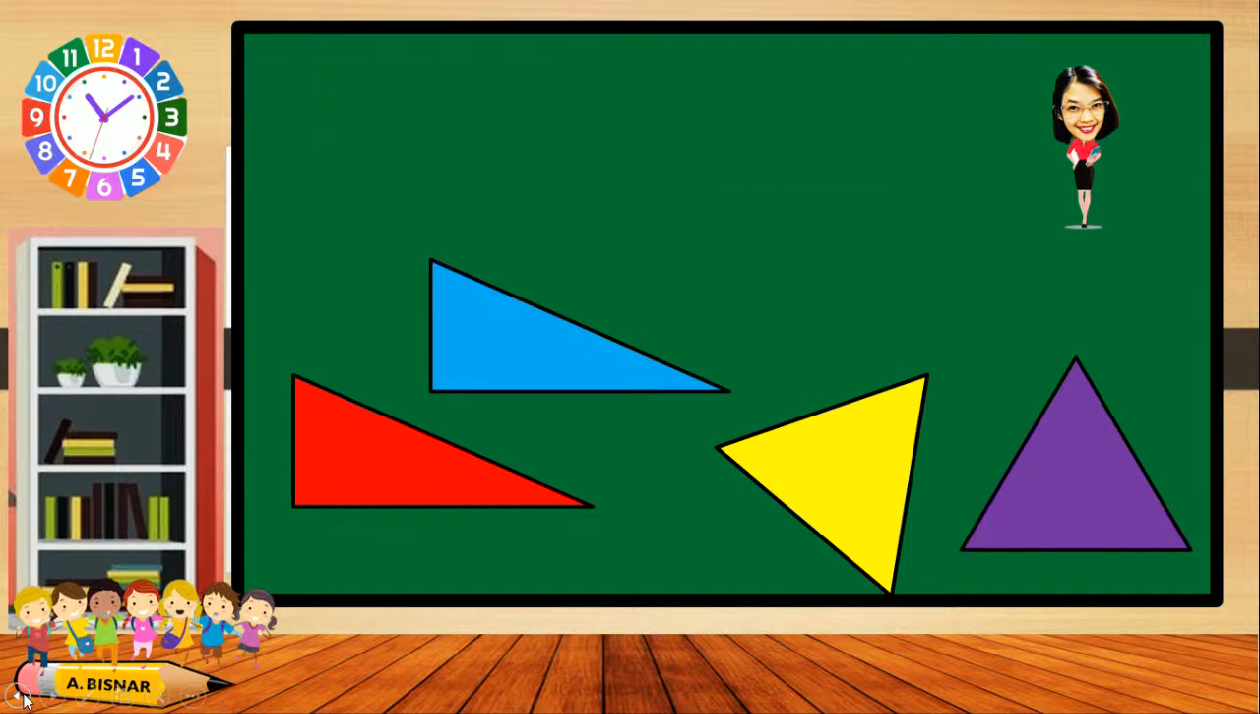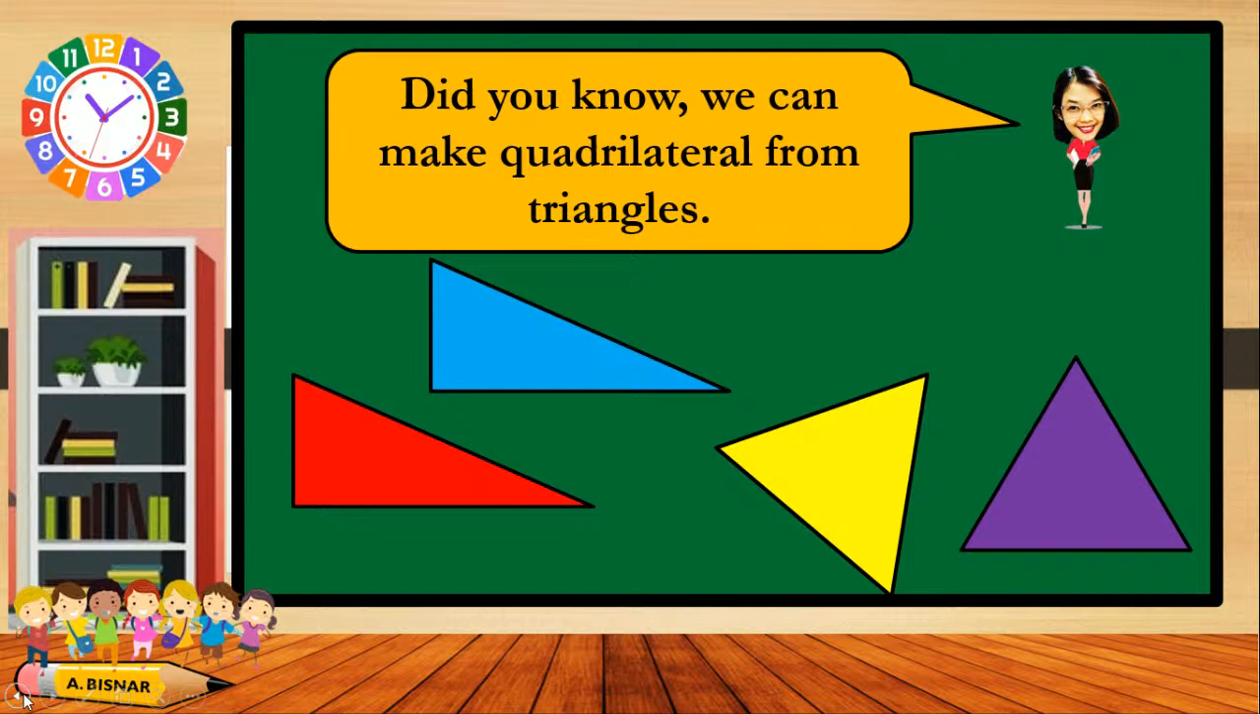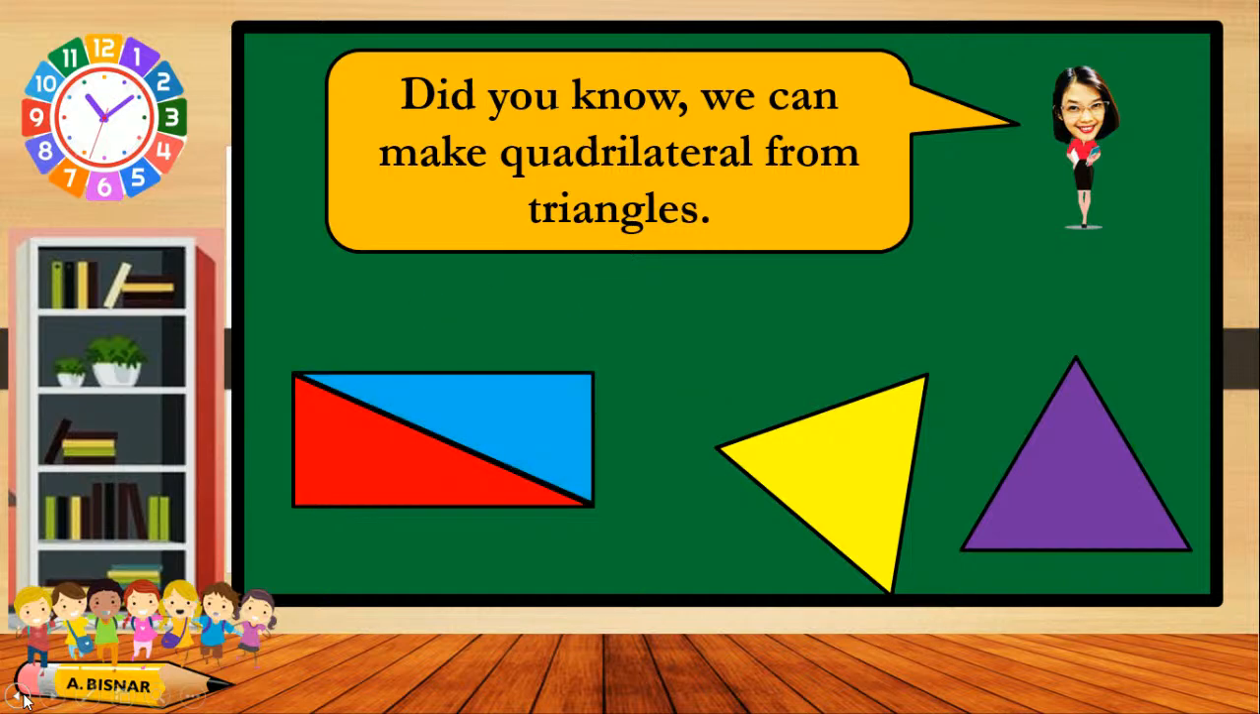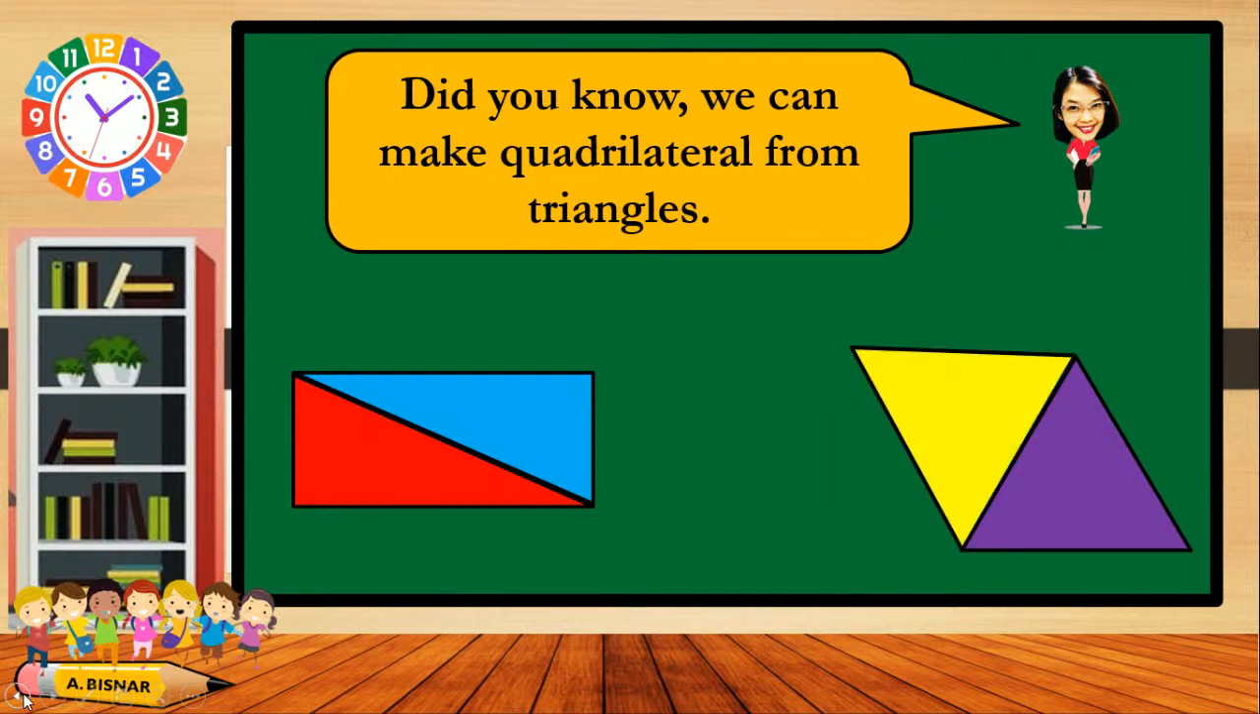However, did you know that we can make a quadrilateral from triangles? Ibig sabihin, mula sa triangles, we can form or makakagawa tayo ng 4-sided polygon or 4 angles na polygon. How to do that? So, for example, in here, having two triangles, we can form a quadrilateral. Nakita po? Ayan. So, we will relate triangles to other polygons.